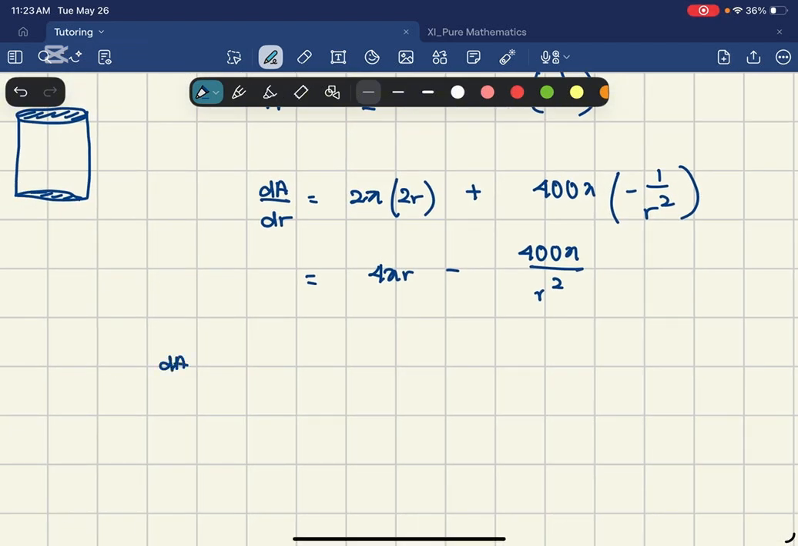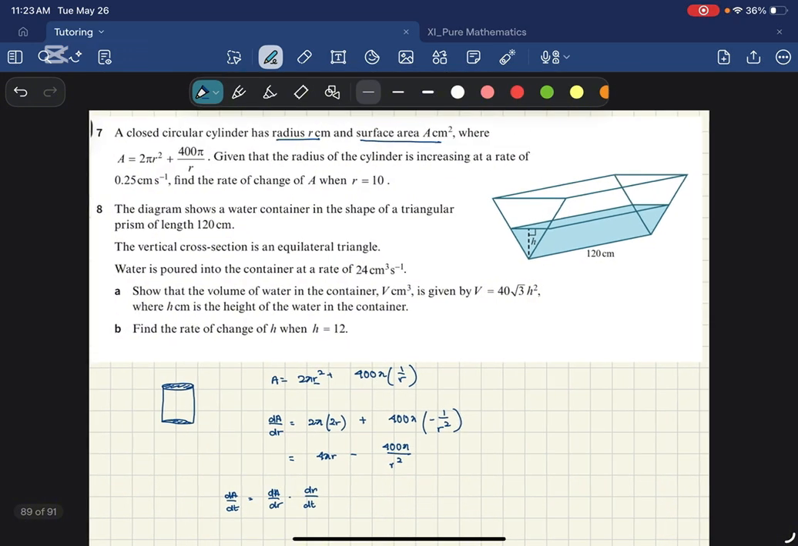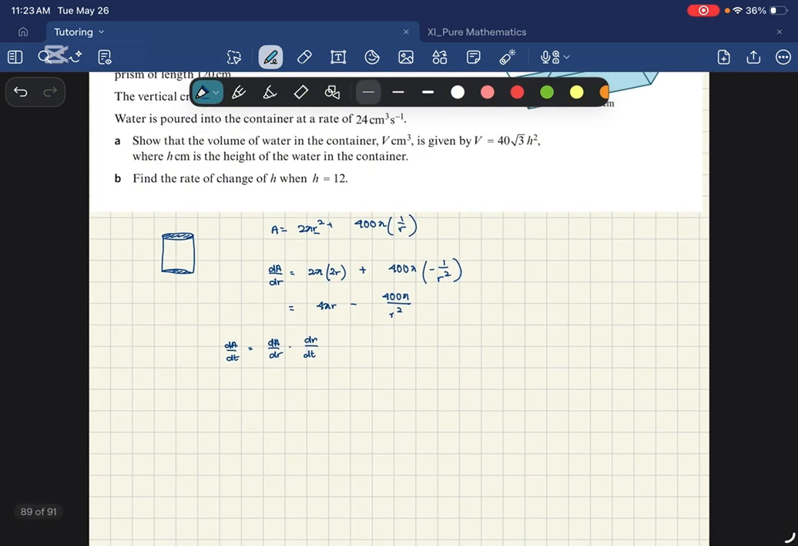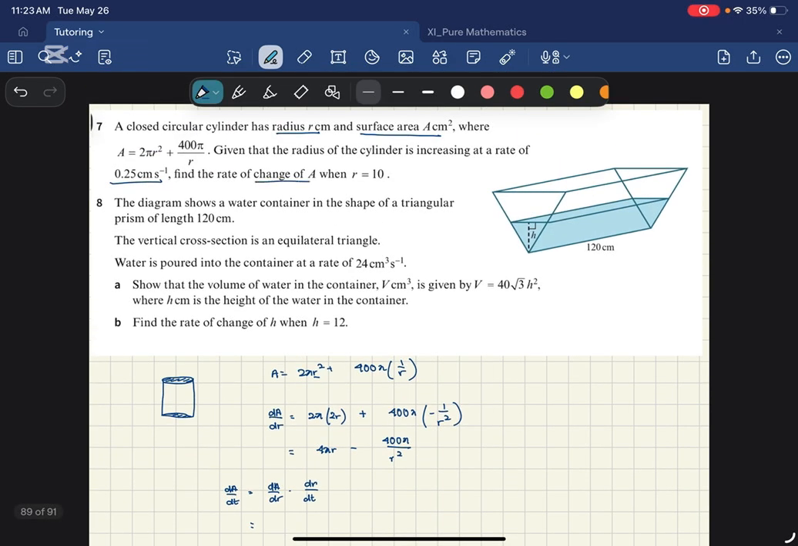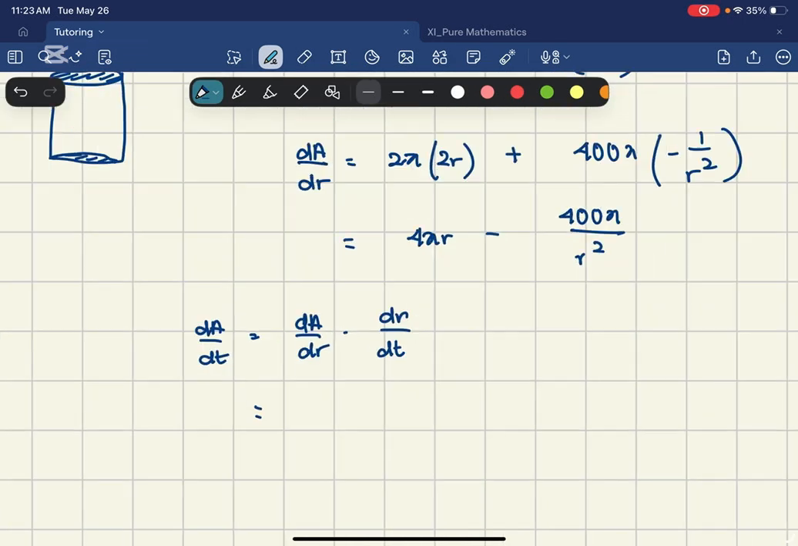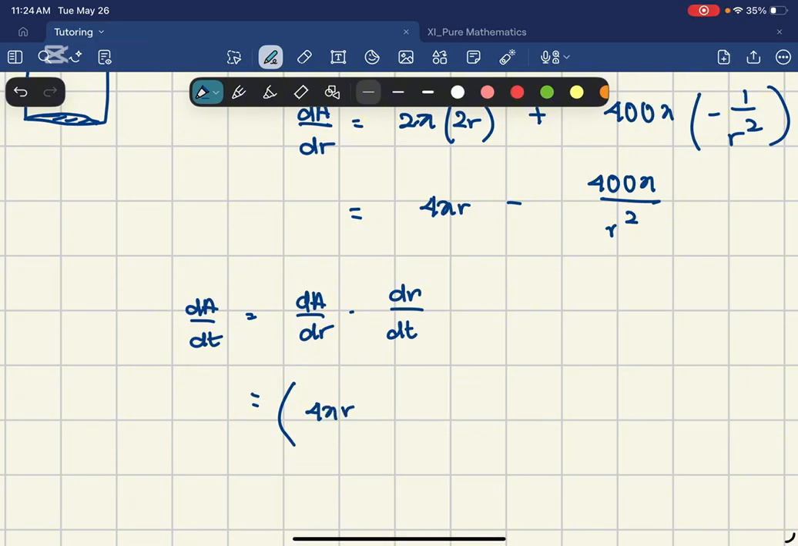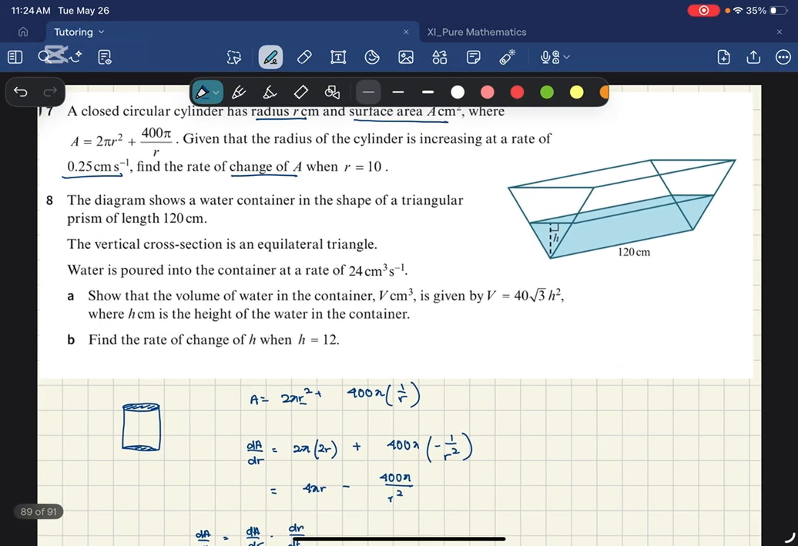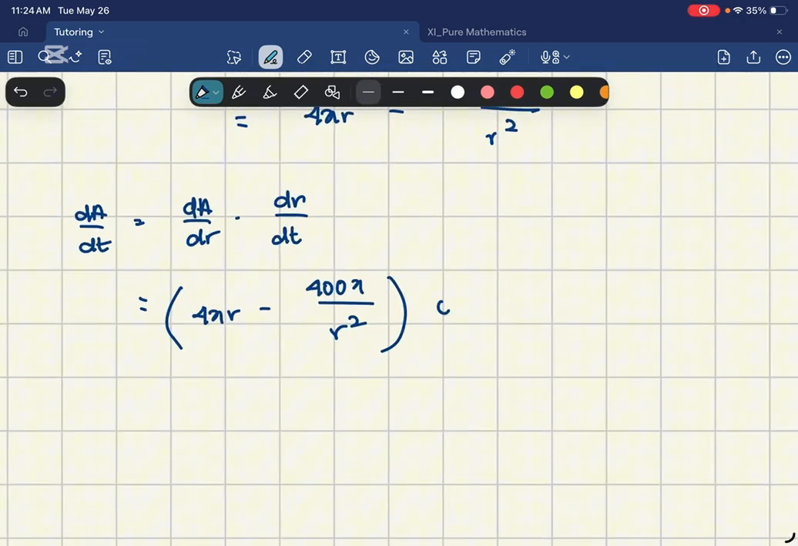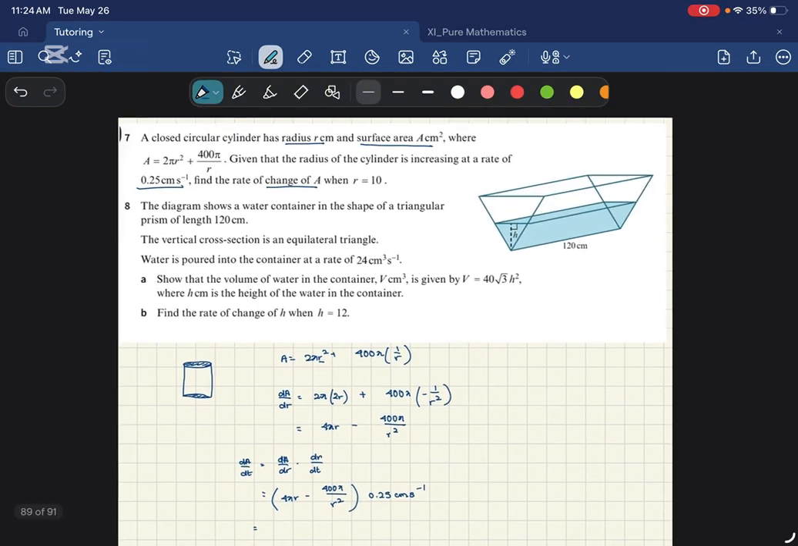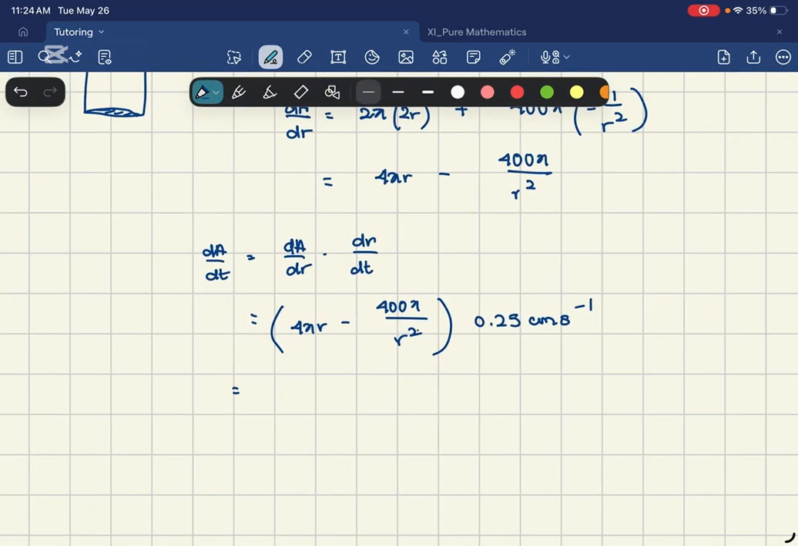Now if you want to find dA by dt, that is just dA by dr times dr by dt. So given that the radius of the cylinder is increasing at a rate of this, so we are given dr by dt. Find the rate of change of A. So we are asked to find dA by dt. So dA by dr, just 4 pi r minus 400 pi over r squared. dr by dt is given, which is 0.25 centimeters per second. All right, so now we want to find it when r is equal to 10. So just substitute 10 here.